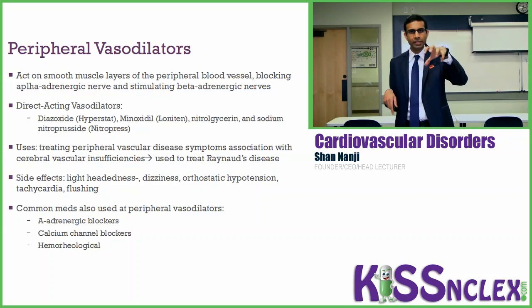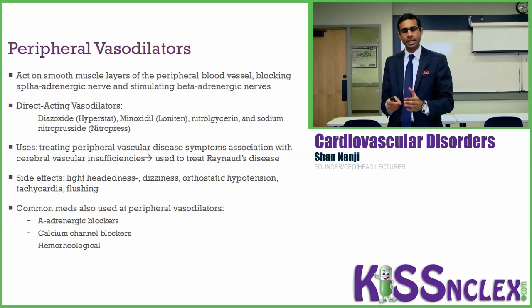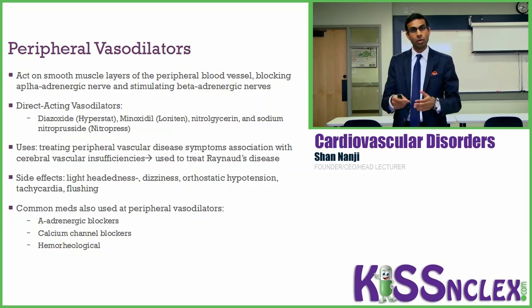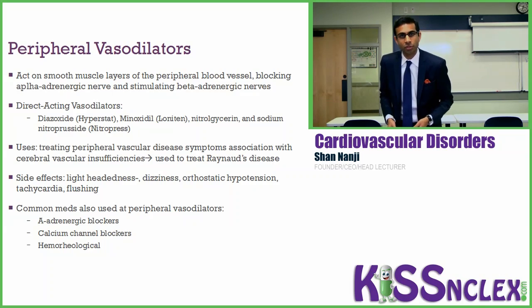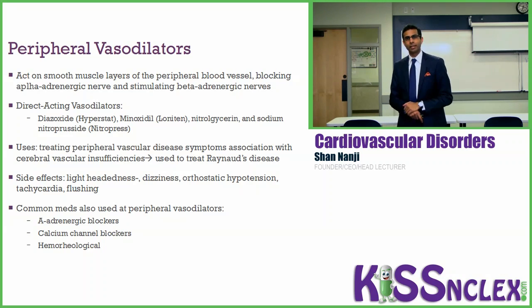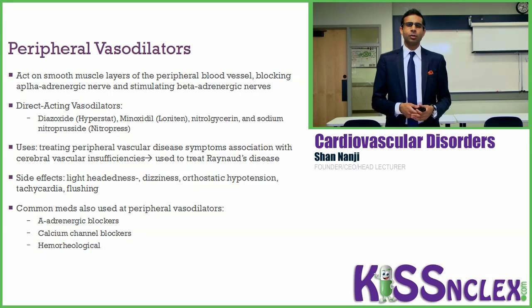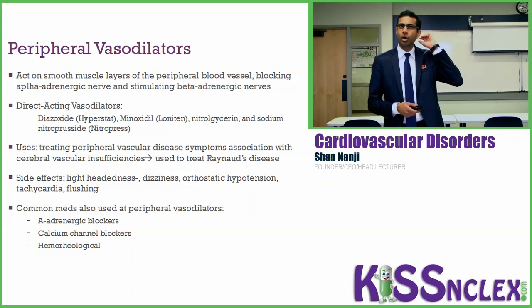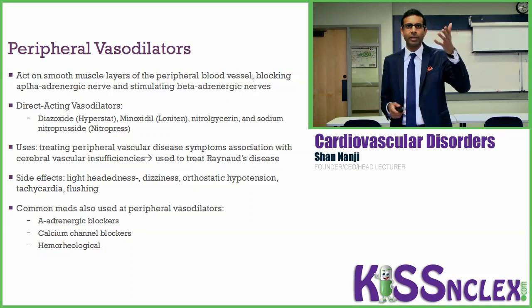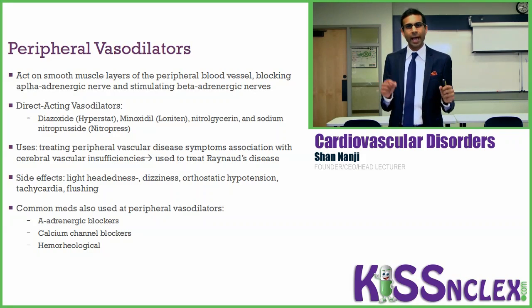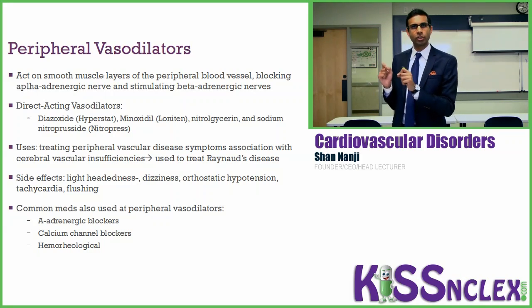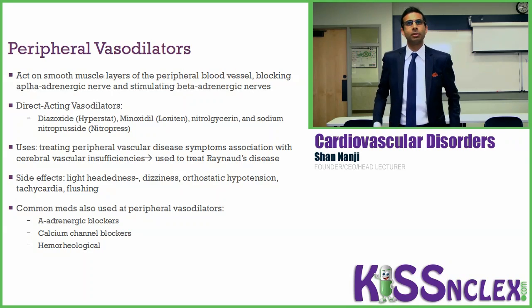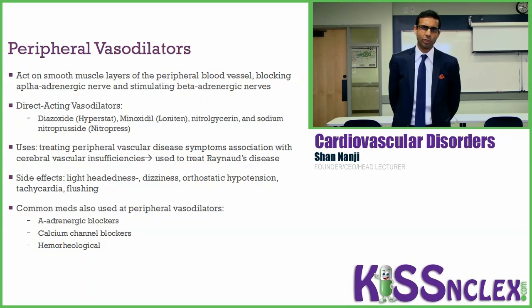So we talked about how venous thrombosis, especially DVT, can be caused by things that relax the blood vessels down there and lead to orthostatic hypotension. So let's talk about some peripheral vasodilators real quick that can cause that hypotension. So these vasodilators act on smooth muscle layers of the blood vessel, and they block the alpha adrenergic nerves, and they stimulate beta adrenergic nerves. Don't get hung up on those details too much.